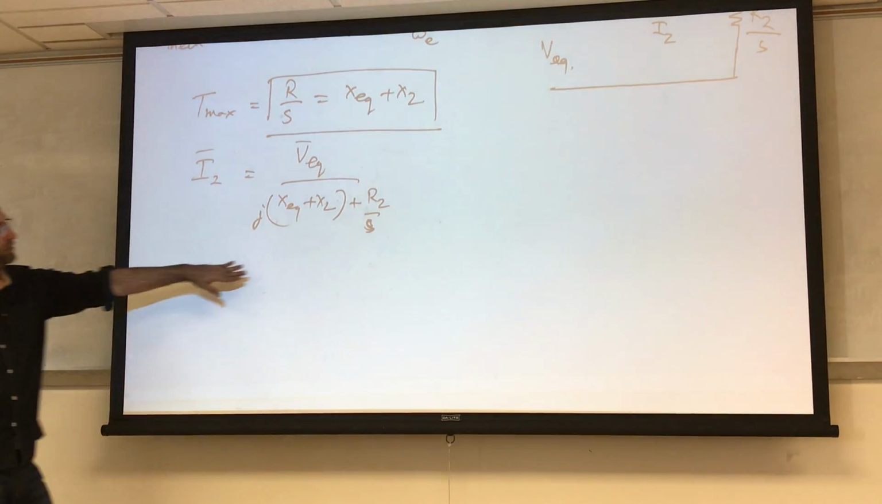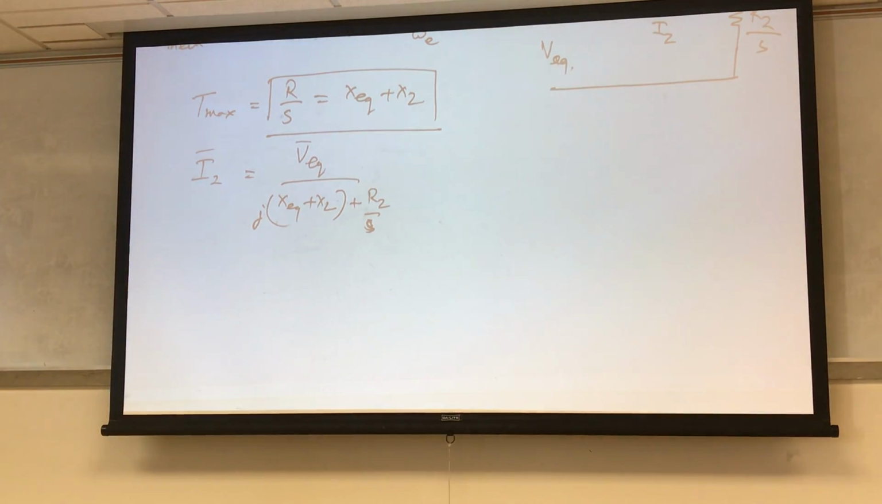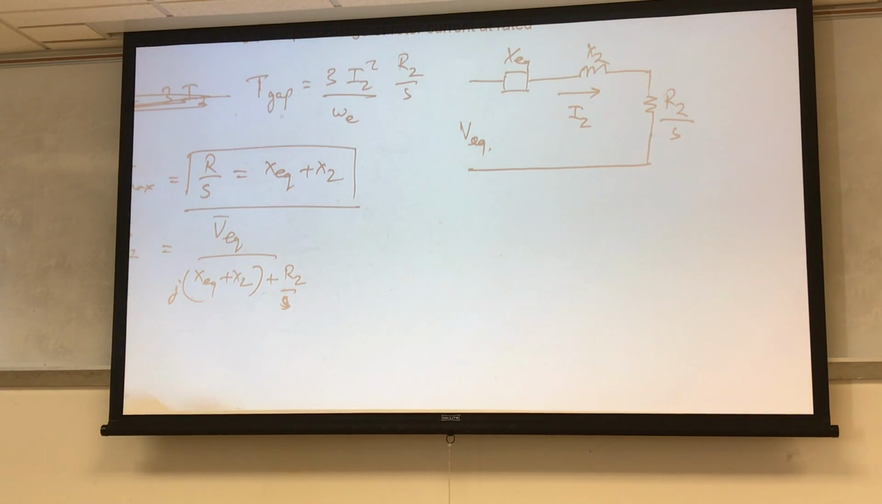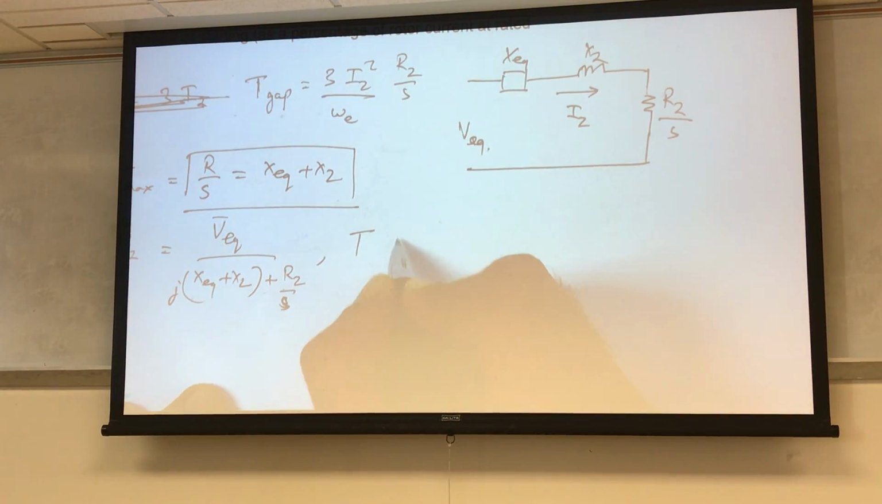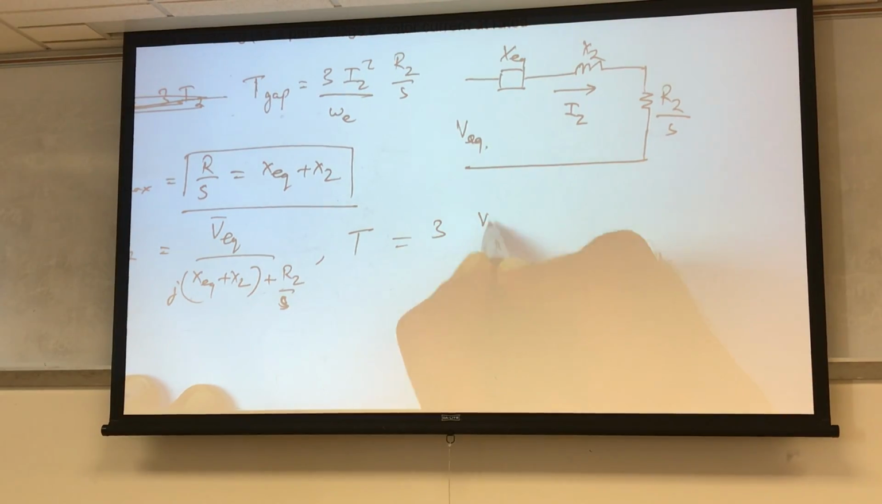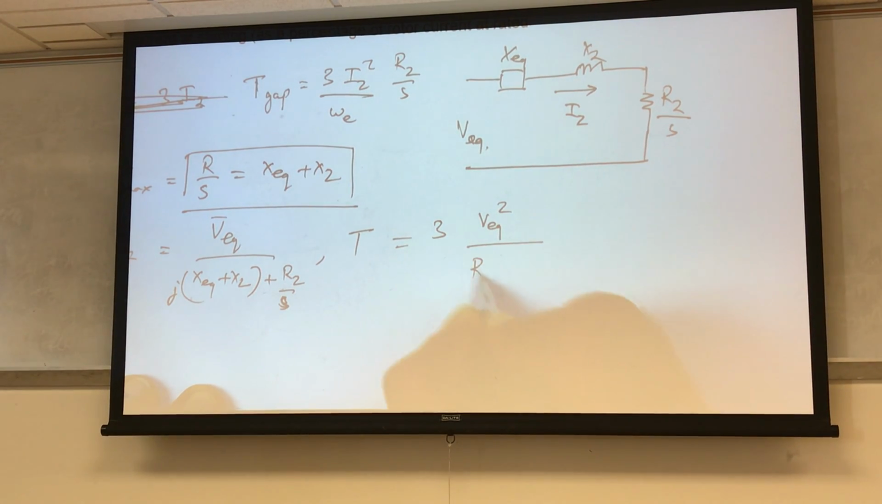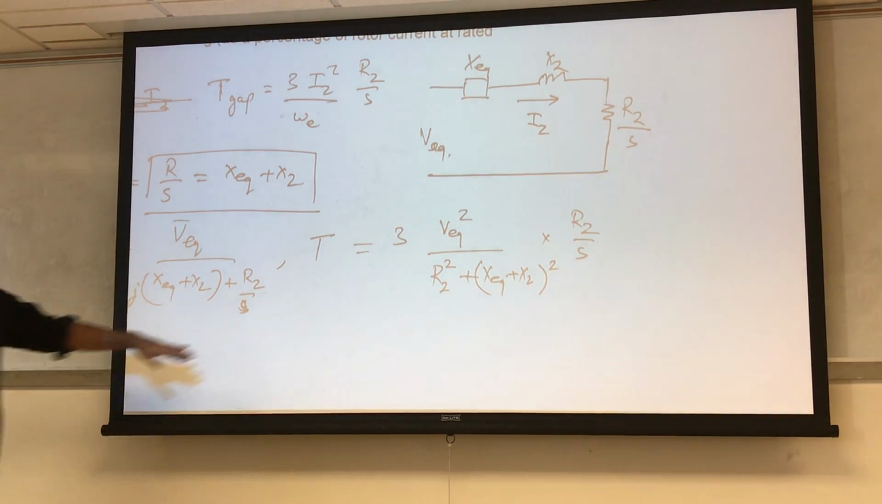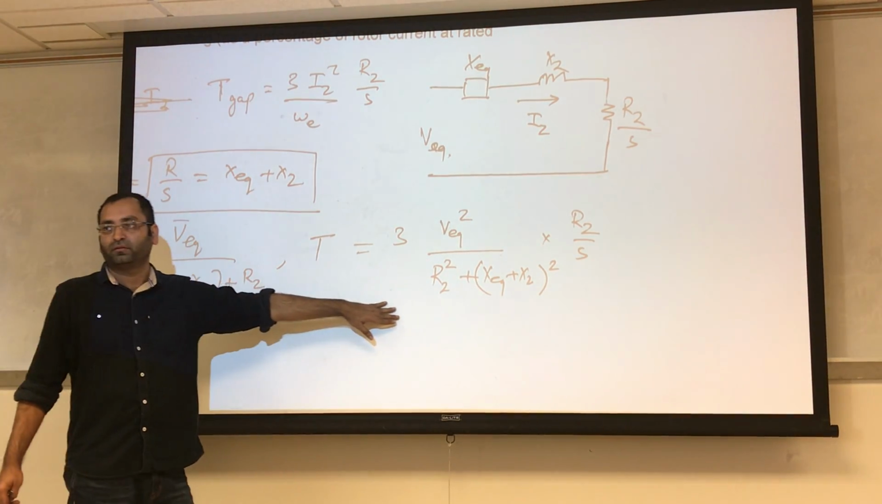Right? So this will be the I2. So if I want to plug everything inside the torque equation, you can find torque equals 3 V equivalent square over R2 square plus X equivalent plus X2 whole square times R2 over S. Do you have any question in this equation? How do you get this?